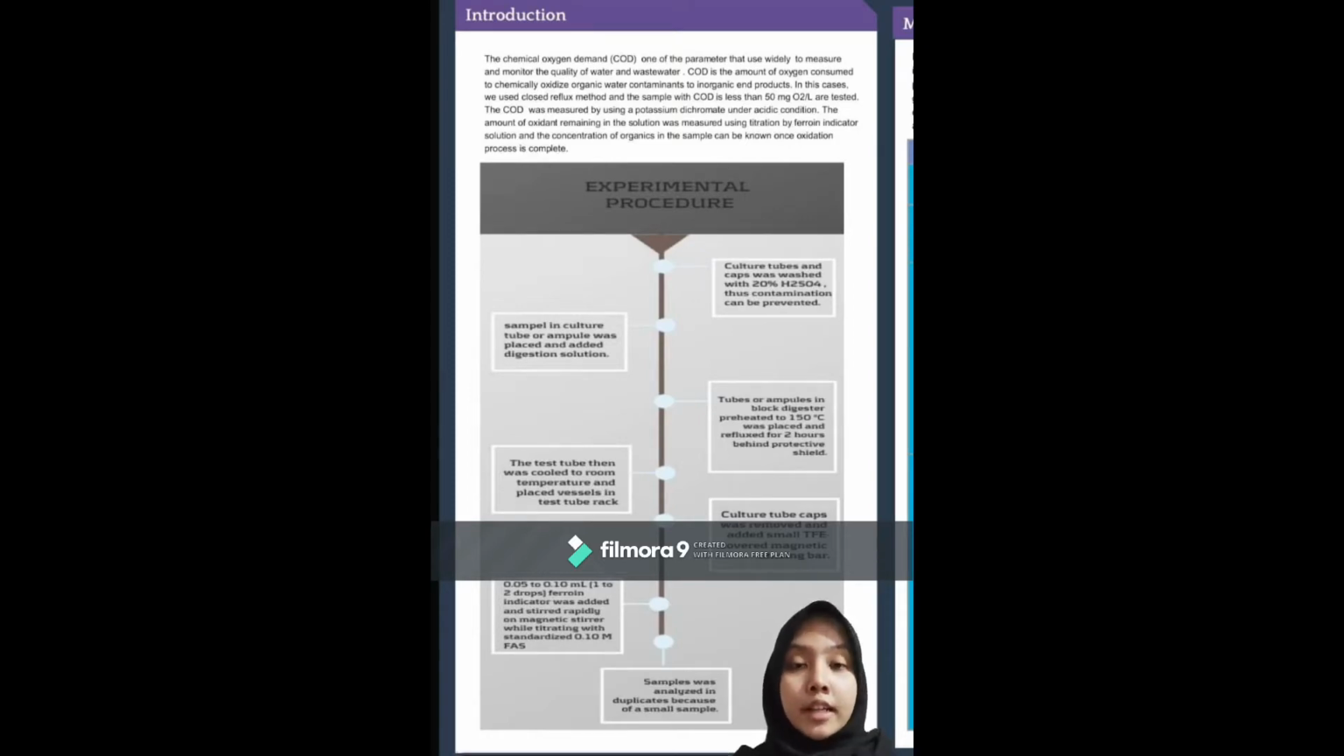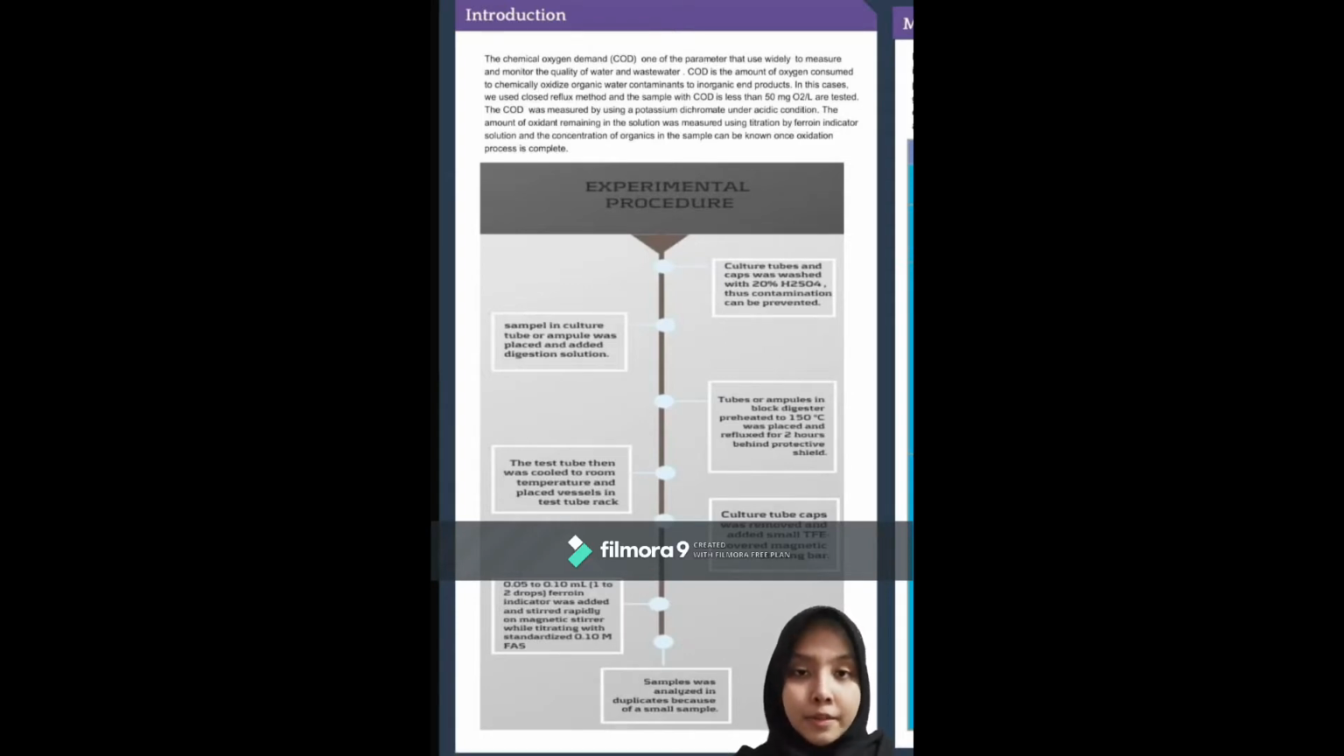Today we're going to present a case study about textile wastewater characterization and the reduction of its COD and BOD by oxidation. First, we go to practical 23, determination of chemical oxygen demand in wastewater.